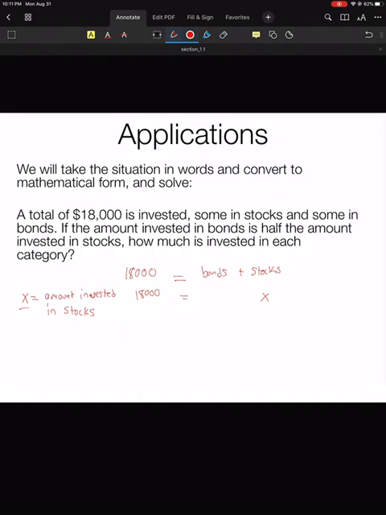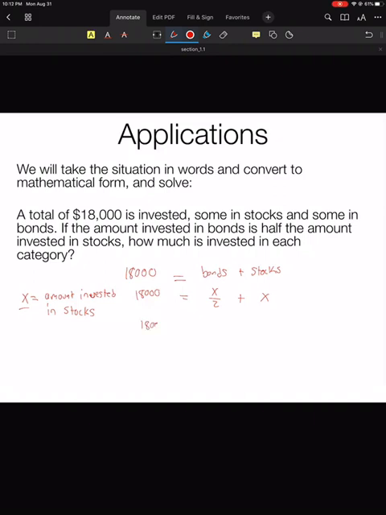As I defined here, I'm going to invest X amount in stocks. Then the second sentence says the amount invested in bonds is half the amount invested in stocks. So how do I write that? It's half the amount invested in stocks, so that is x over 2, or half of x. And then I add them together. So I have 18,000 equals bonds plus stocks.